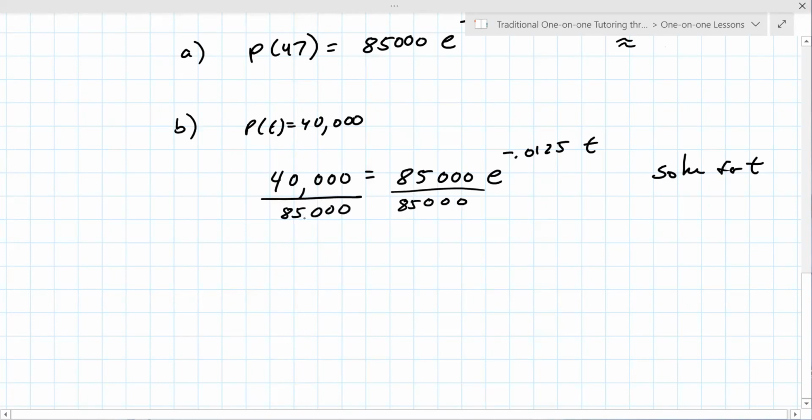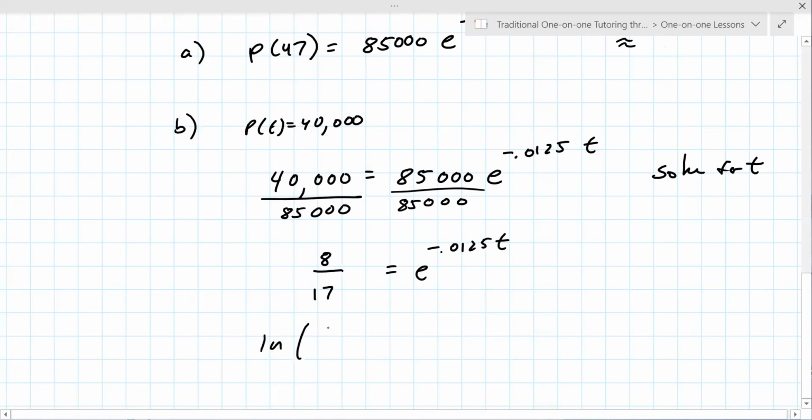And this does reduce here. We want to do that. So 40 over 85, they're both divisible by 5. What is that? 8 over 17. So it's 8 over 17 equals e to the minus 0.0125 t.